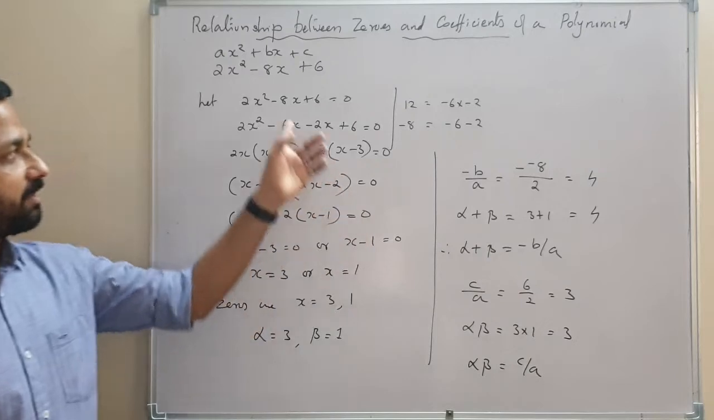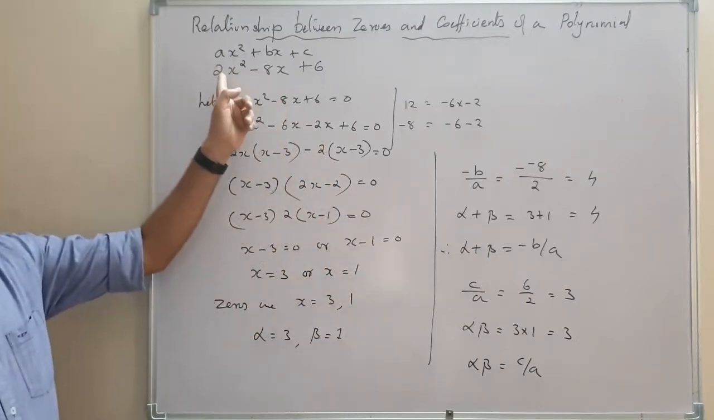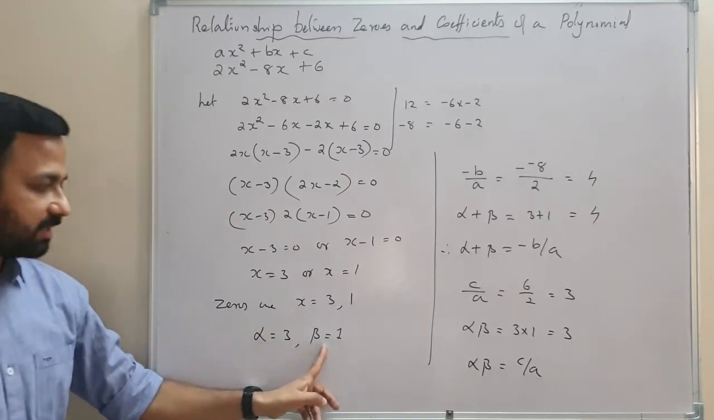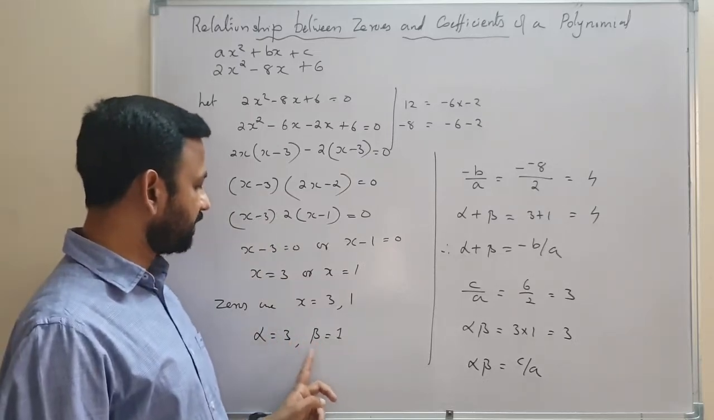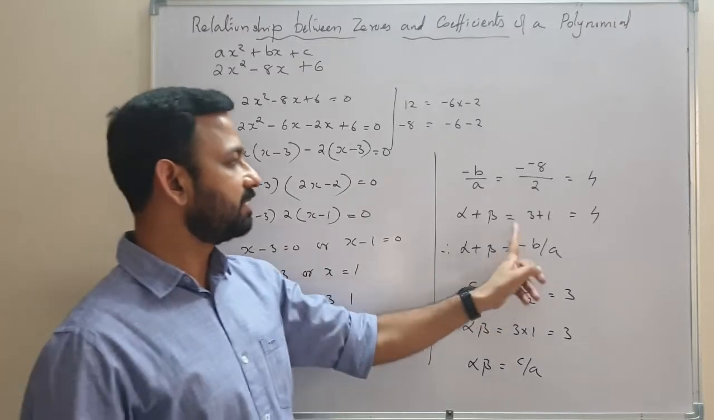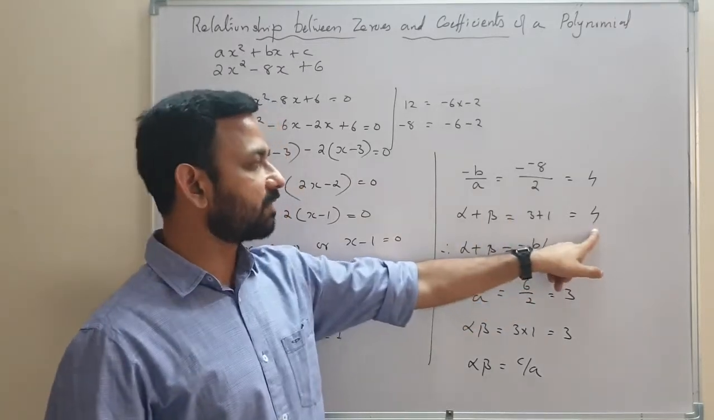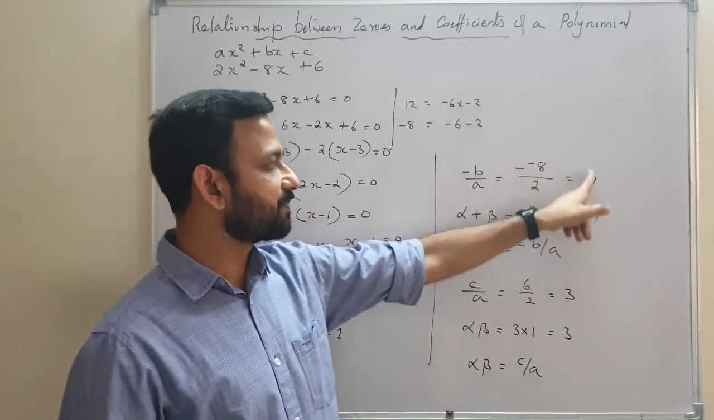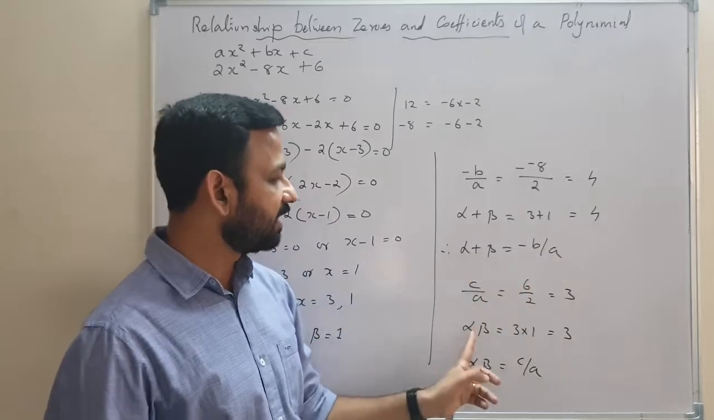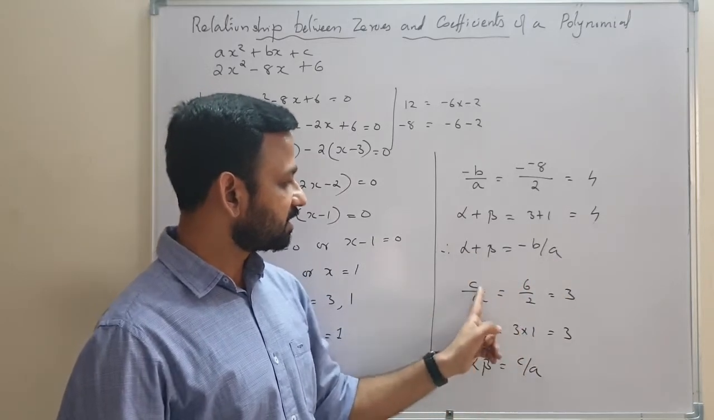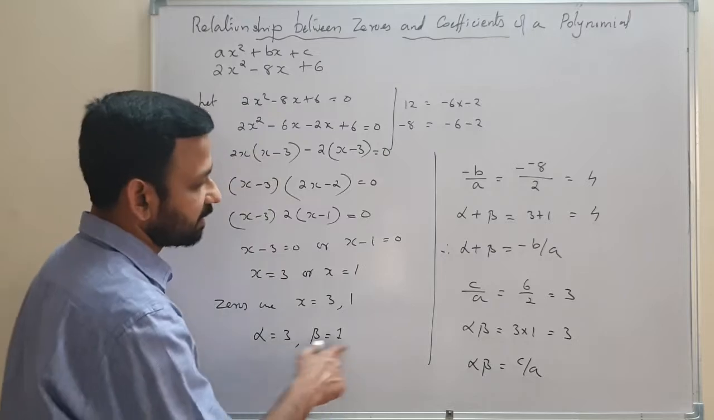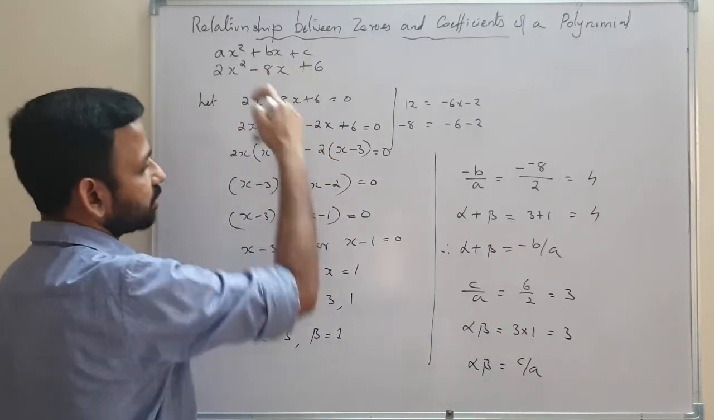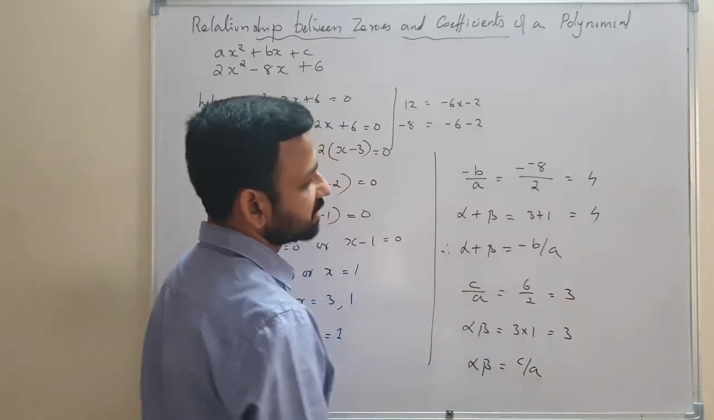So when we take one example, this polynomial 2x square minus 8x plus 6, and here alpha equal to 3 and beta equal to 1 are the zeros. Alpha plus beta, we got 3 plus 1, that is 4, and minus b by a, we got minus minus 8 upon 2, that is also 4. So alpha plus beta is minus b by a, and alpha beta is alpha into beta, that is 3 into 1, that is 3, and c by a, 6 upon 2, that is also 3. Alpha beta is c by a.